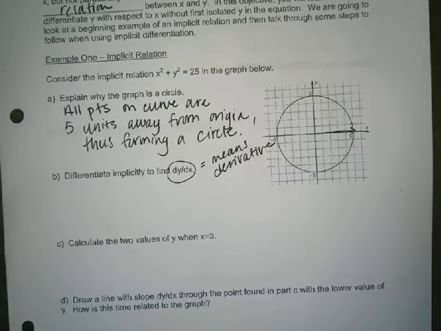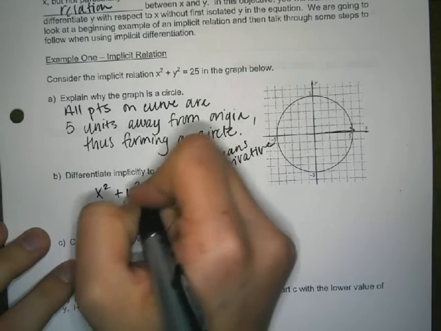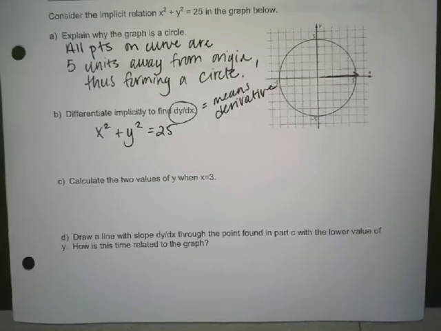We're not going to move anything out of the function. And this is why implicit differentiation is nice, because you don't have to try to get y by itself. You can differentiate without messing with the function at all. So we're going to start with x squared plus y squared equals 25, our equation for this circle. When you differentiate implicitly, everything stays the same. You take the derivative of every single term, moving left to right.